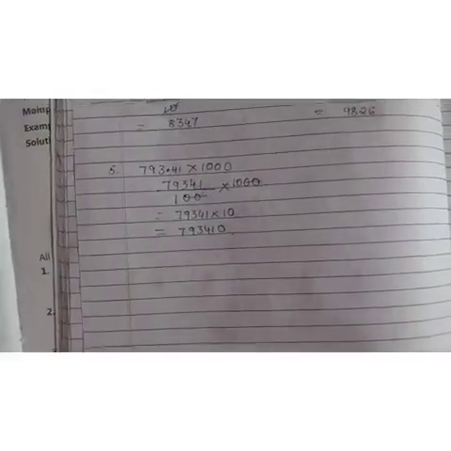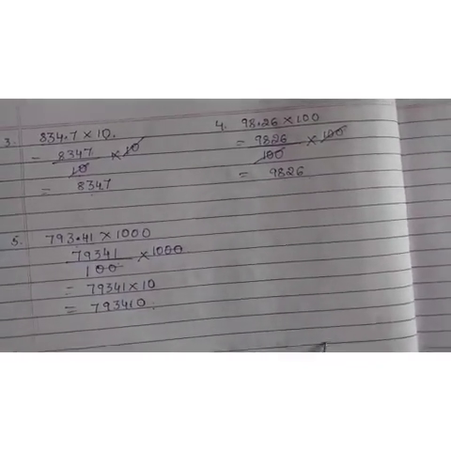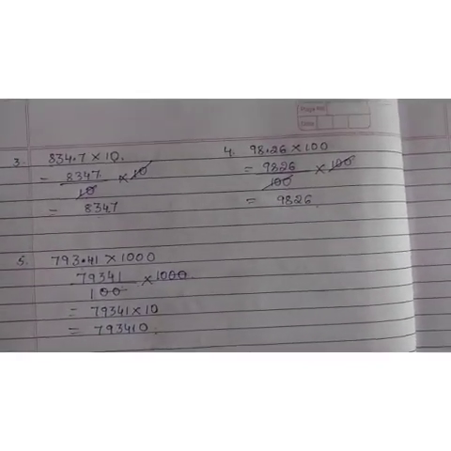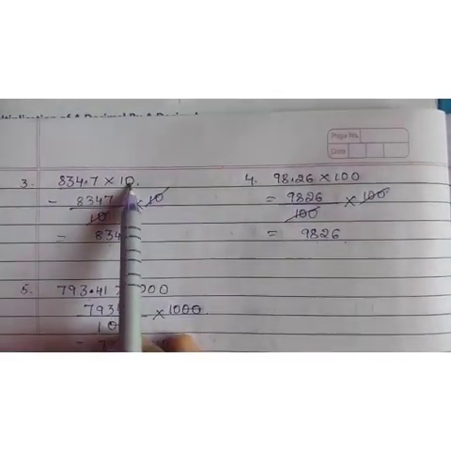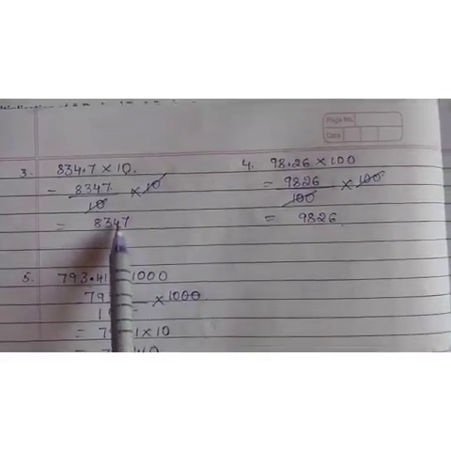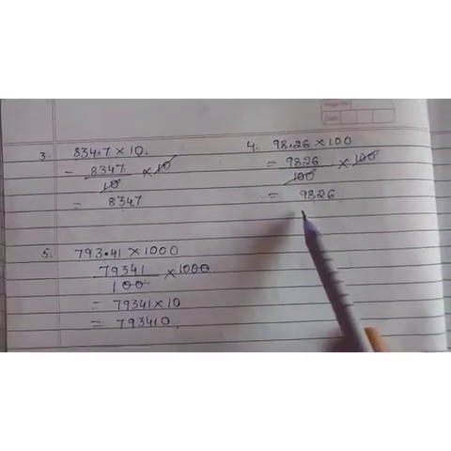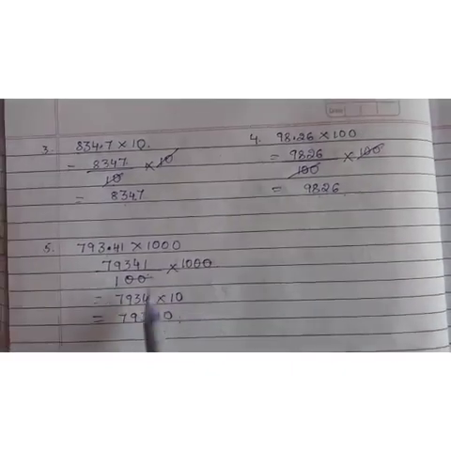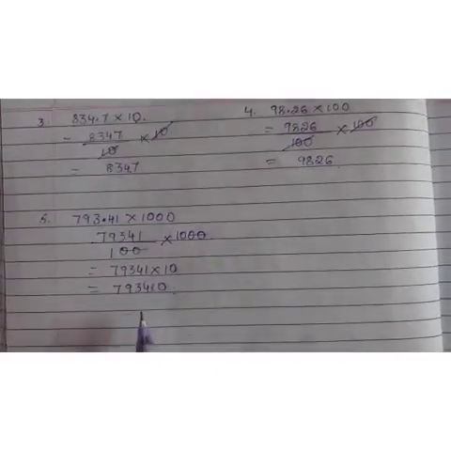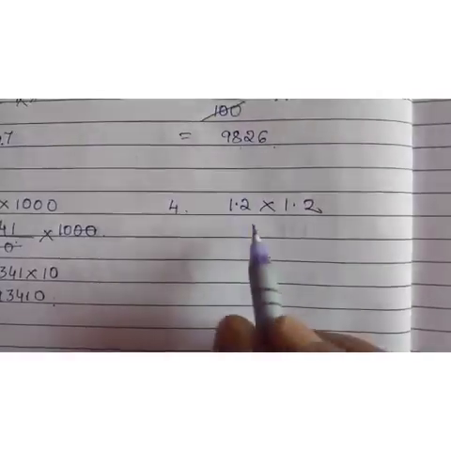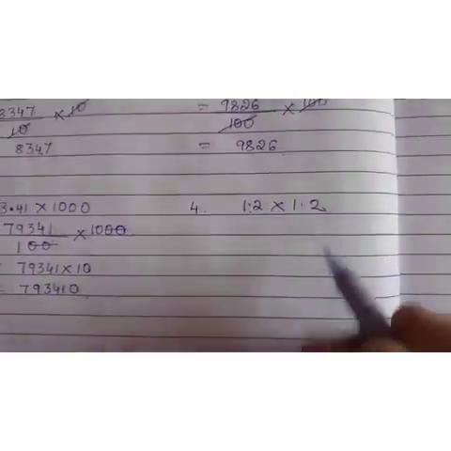So in each of these examples you see that the decimals have moved to the right by as many number of zeros are there in your question. If it is having 1 0, the answer you get, that is 1 decimal point is moved. Here 2 zeros, it is moving to the right by 2 places. Here 3 zeros, it is moving by 3 places. Next we have multiplication of a decimal number by a decimal number.